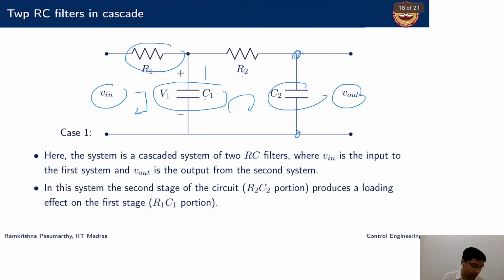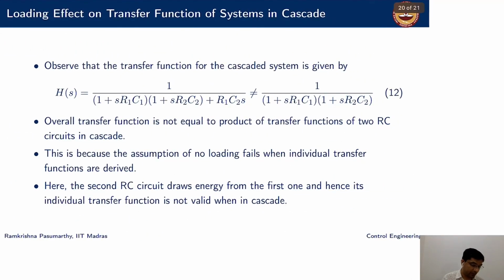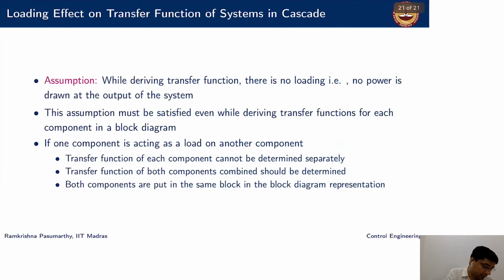Let's argue this a little bit and also understand the physics a little bit. The overall transfer function here is not equal to the product of the transfer functions of two RC circuits in cascade. This is the transfer function of two RC circuits in cascade, but this is not the answer. This is because whenever we derive a transfer function, especially for systems in series, we start with the assumption that there is no loading, that there is no power drawn at the output of the system. And this assumption must be satisfied even while deriving transfer functions for each component in a block.